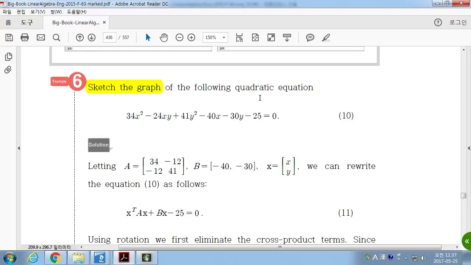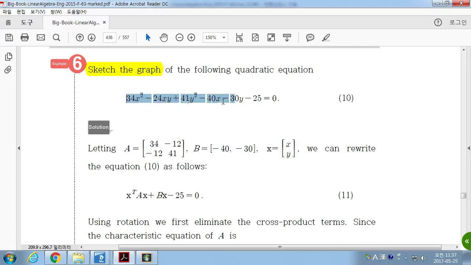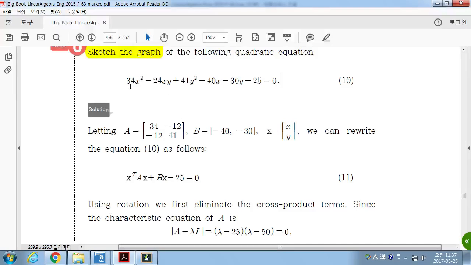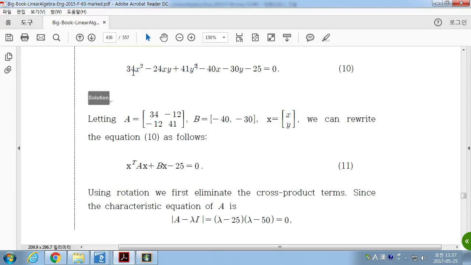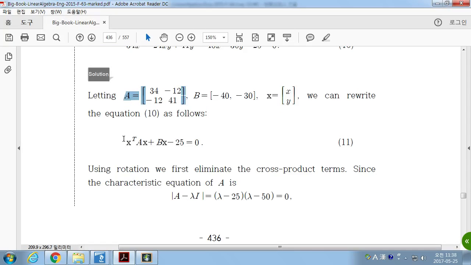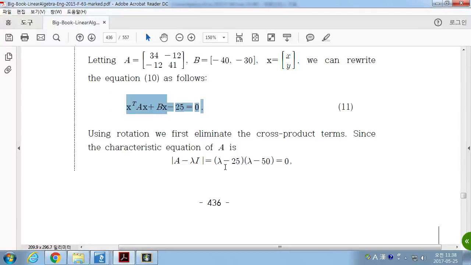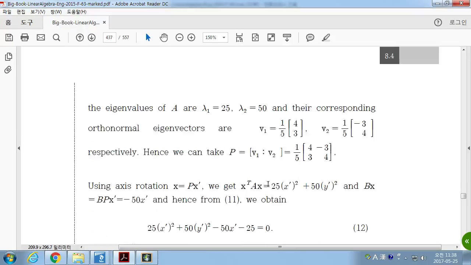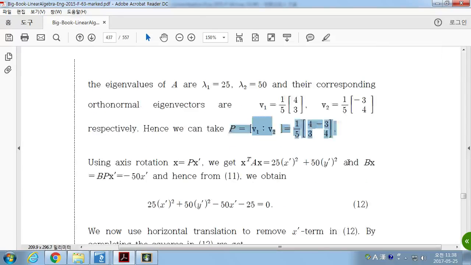Next, sketch the following quadratic form. This one. Okay, let's concentrate on this part first. So matrix A has 36, 34 here, and 41 is here, and half of this, which is minus 12, is here and here. So we have this matrix, which is symmetric. Then this equation can be written in this way, and the eigenvalues of this are 25 and 50. So we can find the orthogonal vectors corresponding to these two distinct eigenvalues, and then normalize them. Then we have the orthogonal matrix P like this.